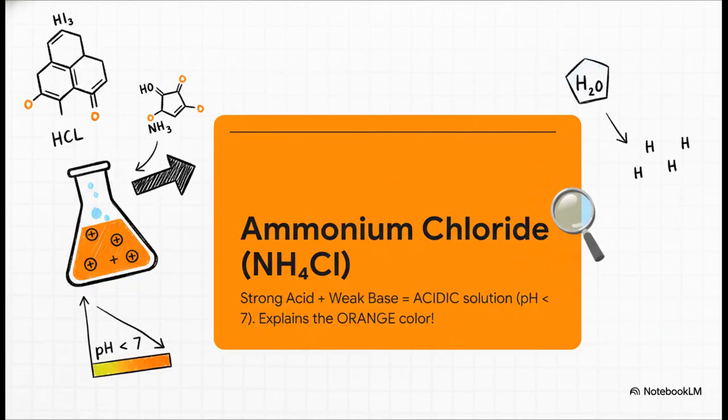All right, suspect number 2, ammonium chloride. This salt comes from a strong acid, HCl, but this time it's paired with a weak base, ammonia. So this isn't an even fight at all. The strong acid's influence totally dominates. When this salt dissolves, it actually makes the solution acidic, which drops the pH below 7. And our indicator sees that and immediately turns that bright, vivid orange. And just like that, clue number 2 is cracked.